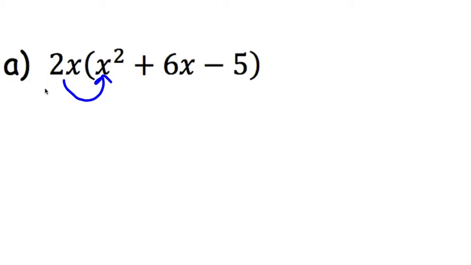So I'll use different colors to show you what each of these terms are. So we multiply the numbers. Now remember, there's a 1 here. If there's nothing written, that means there's a 1. Same thing for the exponent. If there's nothing written, that means there's a 1.